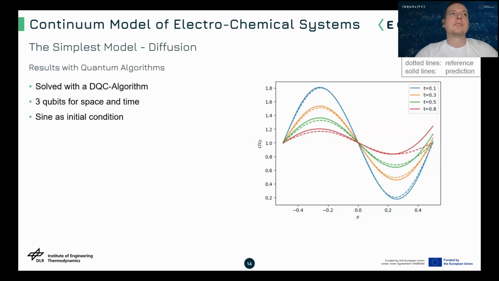As mentioned, we used the DQC algorithm by Pasqal, and we tested this with an initial sine distribution shown in blue here. So you can see the numerical reference as a dotted line and our predictions with the DQC as solid lines, and we can see that they match quite nicely here. We see some artifacts on the boundaries, which we will also see later, and I will talk a bit more about later. But we found this was a quite good result for the beginning, so this was quite promising. And it was also only using 3 qubits for space and time in order to solve this.